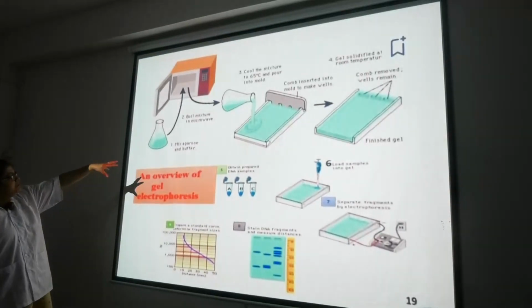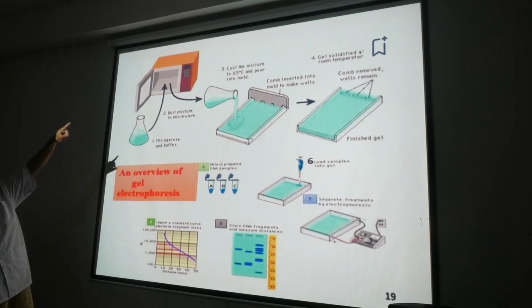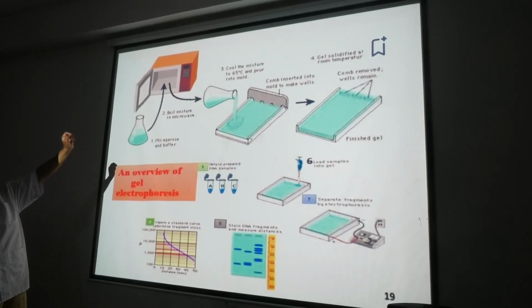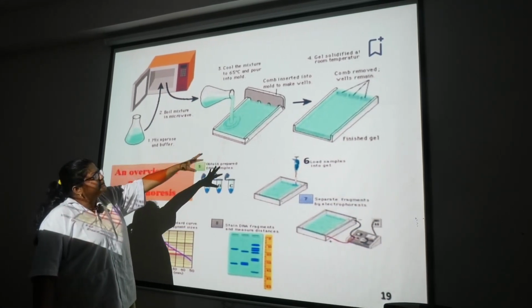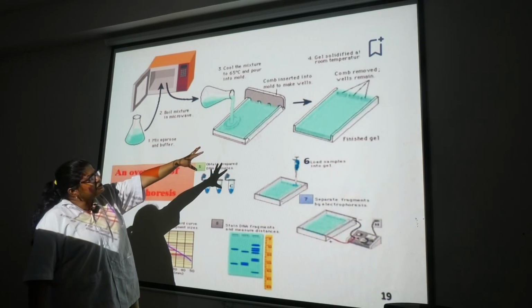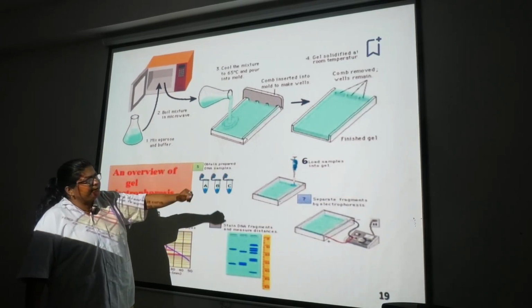It is again the picture showing the agarose gel electrophoresis. Mix agarose with buffer and boil the mixture in a microwave, cool it to 65 degrees centigrade, and then the comb is inserted to form the wells. Then the gel solidifies at room temperature, the comb is removed and the wells remain.